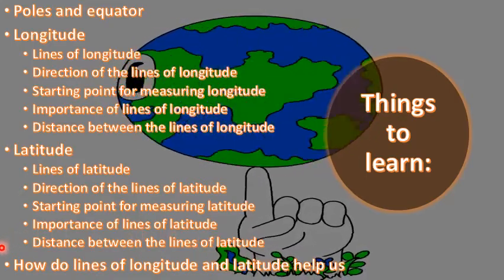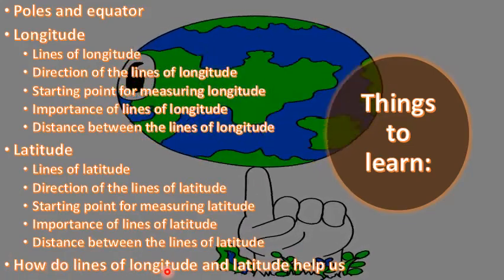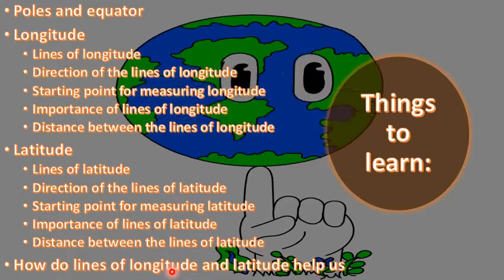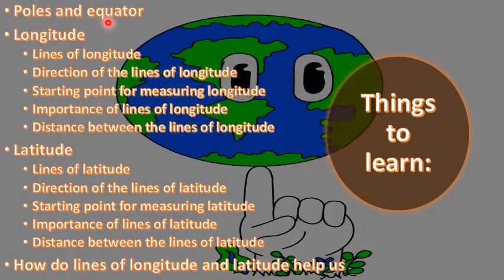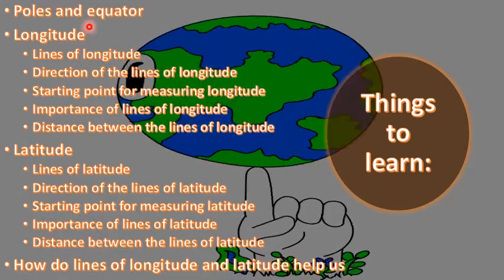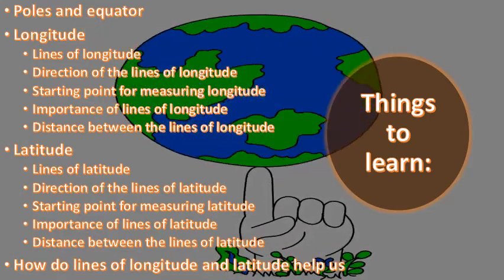What kind of task has been done by these lines? We would see them one by one. So let's start from poles and equator. Poles and equator are the points, and we are going to learn them with their picture.